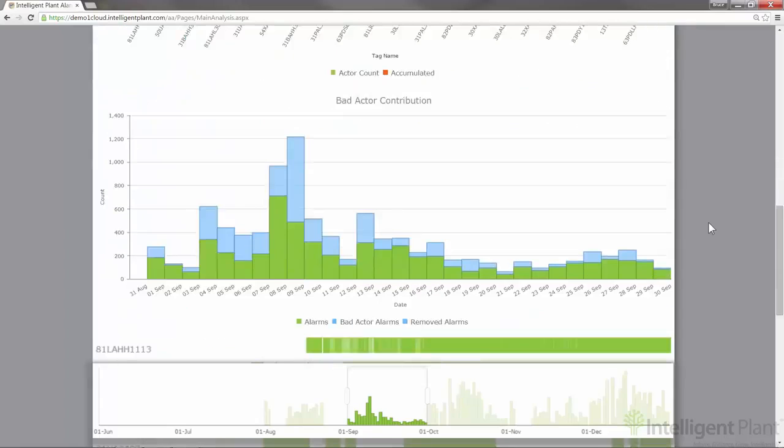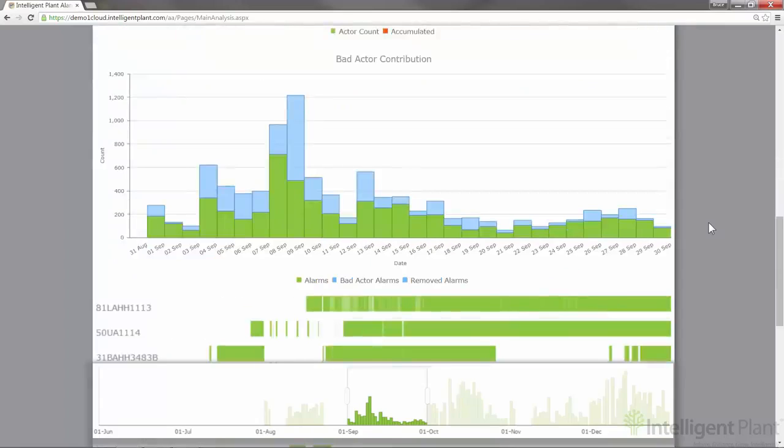The effect of this can be seen in the next chart, which is alarms over time as before, but now we have changed the bad actors to be blue, with the green being the alarms that are left with the bad actors removed.